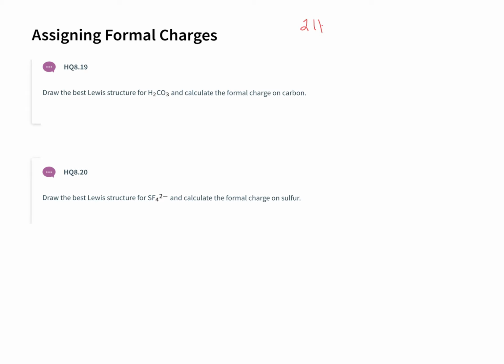So I have 2 hydrogens, 1 carbon, and 3 oxygens. Hydrogen is 1s1, so I've got 2 electrons total there. Carbon is helium 2s2, 2p2, for a total of 4 electrons. And oxygen is also helium 2s2, 2p4, for a total of 6 electrons. With 3 oxygens, 6 times 3 is 18. 18 plus 4 and 2 is 24 electrons that I have to assign.